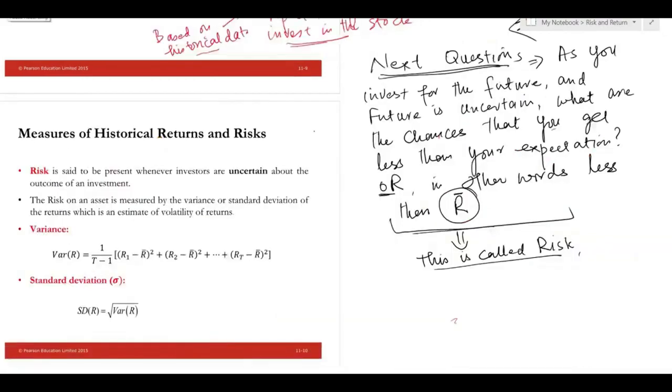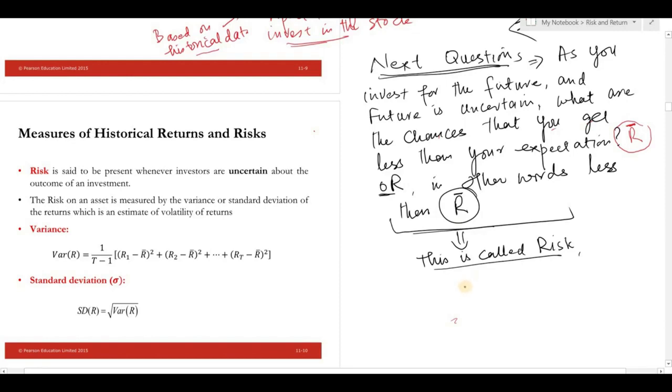Now can you see the next question: as you invest for the future, and the future is of course uncertain, what are the chances that you get less than your expectation, or what I call the average annual return, in other words less than R? Okay, so what are the chances that you are going to get less than what you are expecting for your investment in stock A? And this is called the risk. Okay, so risk means when you get something less than your expectation.